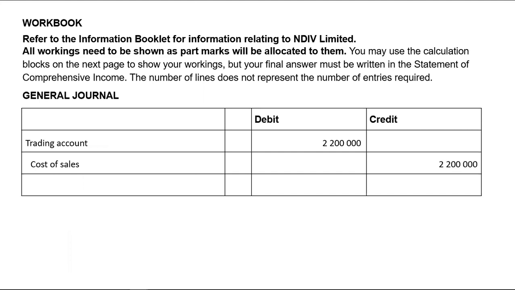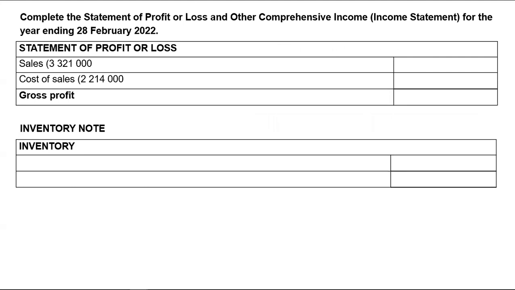And let me just confirm with you how I got that 2,200,000. I went to my statement of profit or loss. Cost of sales there was given as 2,214,000. So I took 2,214,000 and I subtracted the cost of goods that were returned. Remember, the cost of goods returned will reduce cost of sales, which was 14,000. And that's how I got that 2,200,000. So that 2,200,000, I'm going to take the whole amount out of cost of sales and put it on the debit side of the trading account.